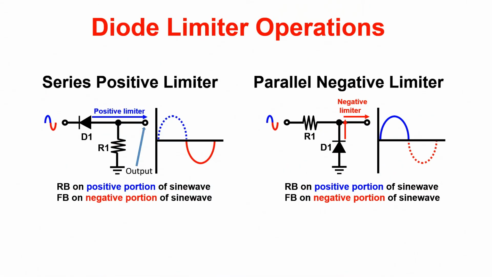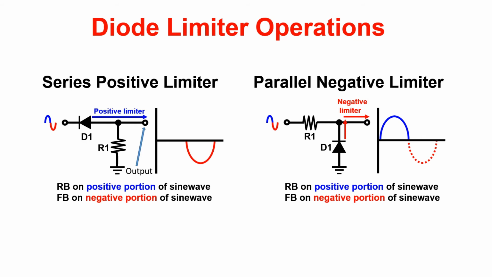These are super easy. The part of the diode that touches the output is the portion of the signal we're going to remove. As you can see from the first illustration, the series positive limiter has the positive side of the diode facing the output. This causes the diode to be reverse biased when the positive portion of the signal hits the diode and forward biased when the negative portion of the signal hits the diode. This allows the negative portion of the sine wave to be seen at the output.